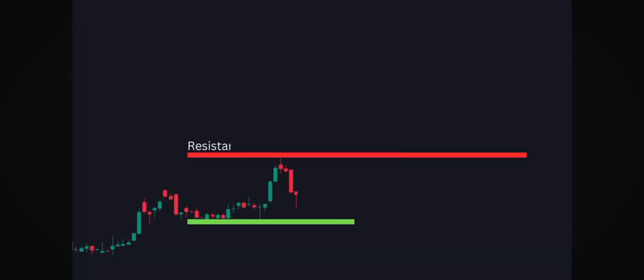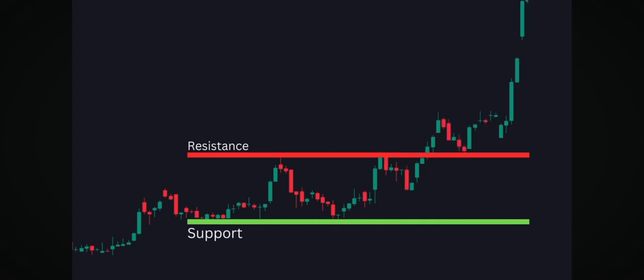To illustrate, look at this chart. Initially, the price is rejected multiple times at a certain level, marking it as resistance. However, once the price breaks through this resistance and later retraces to this level, it now serves as support, with the price bouncing off it multiple times. This transformation from resistance to support is a critical concept to grasp.